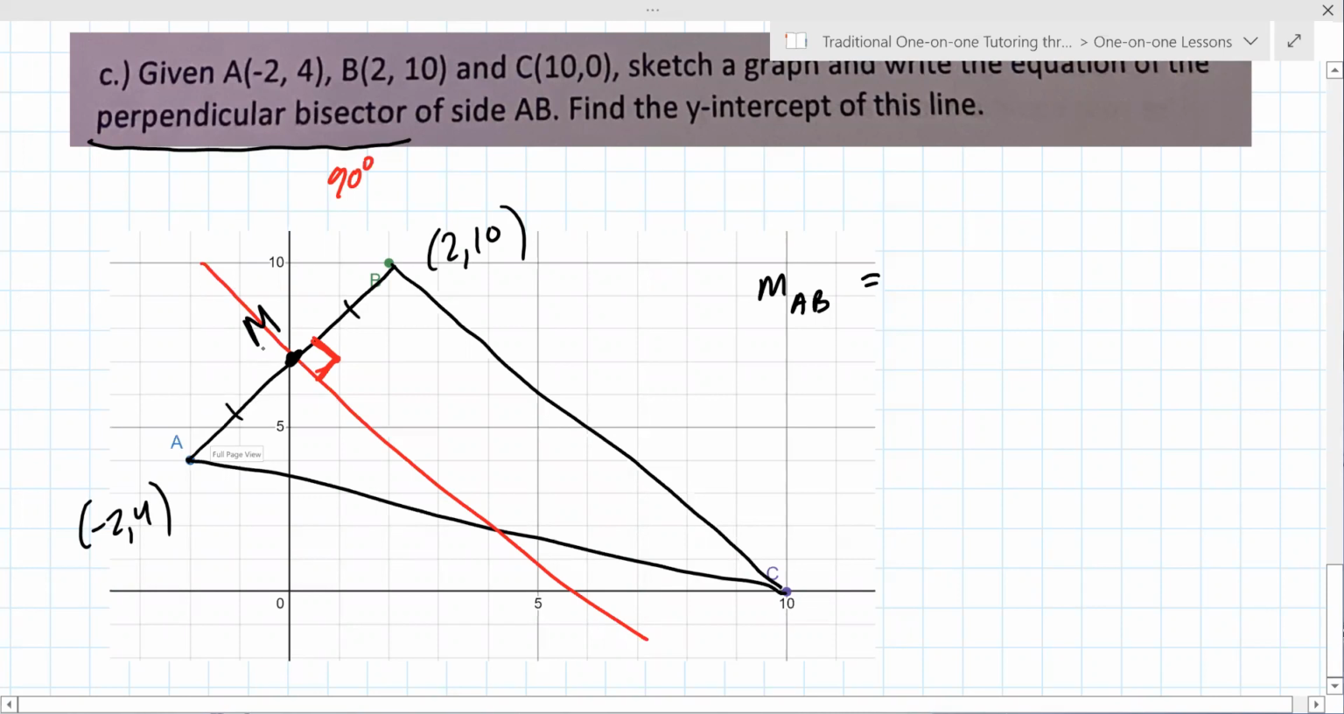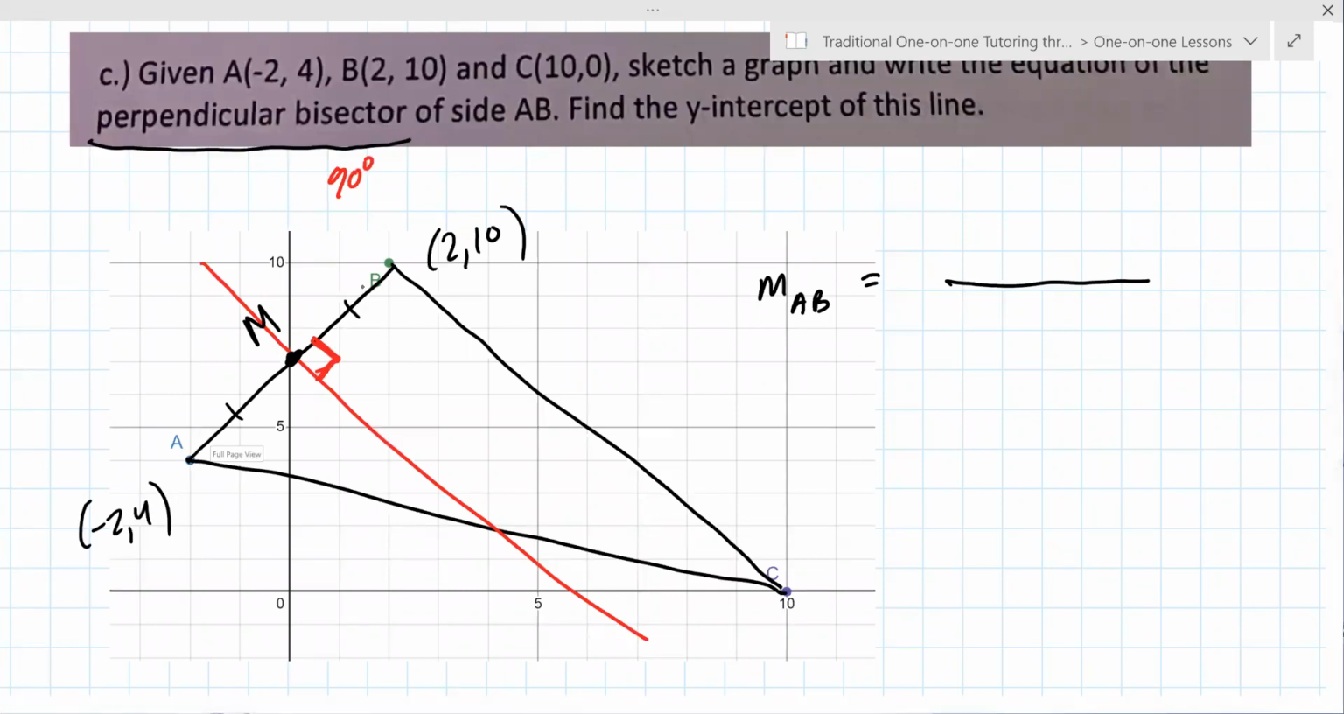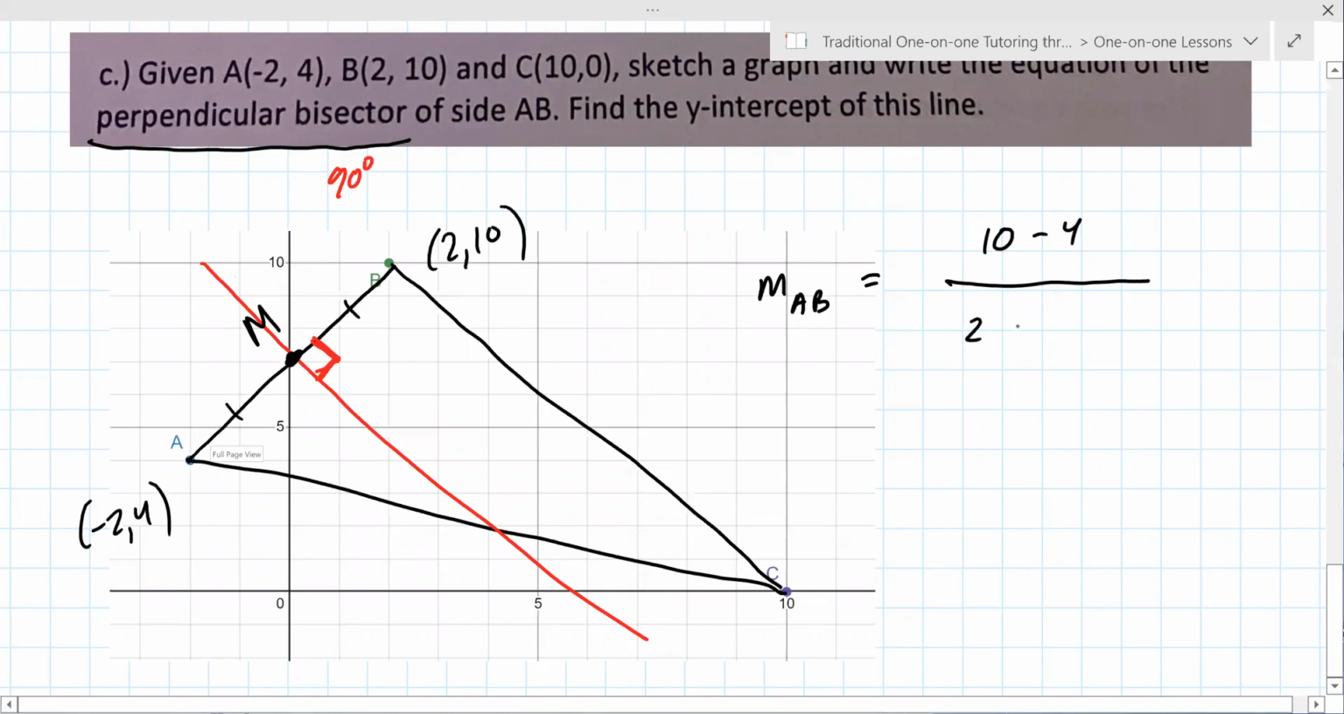Okay, so then would I be using points -2 and 4 and 2 and 10? Yes, you're using A and B to find. So you will do better on this quiz or exam, whatever it is, if you draw it, because you need to see what it is that you're drawing. Now AB, A to B, you got 10 minus 4 over 2 minus negative 2.